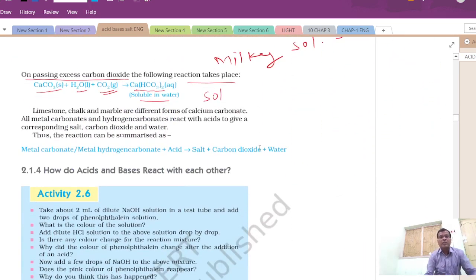So this is the general equation. You have to remember this one. I have already told you that I will guide you on which equation you have to remember, and this general equation is important, not the formula and anything. Metal carbonate or metal hydrogen carbonate, when it reacts with an acid, then salt, carbon dioxide and water are formed. This is important. You have to remember this. Okay, so let's go ahead.